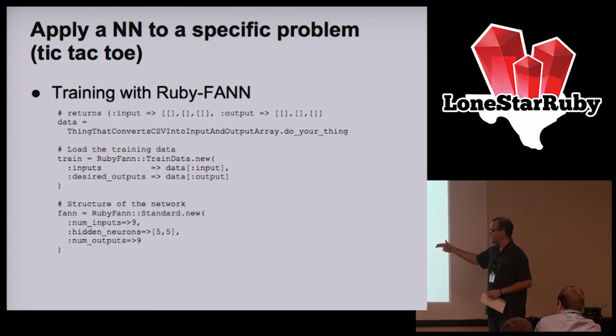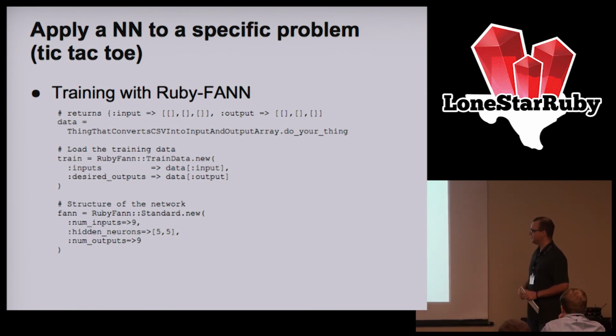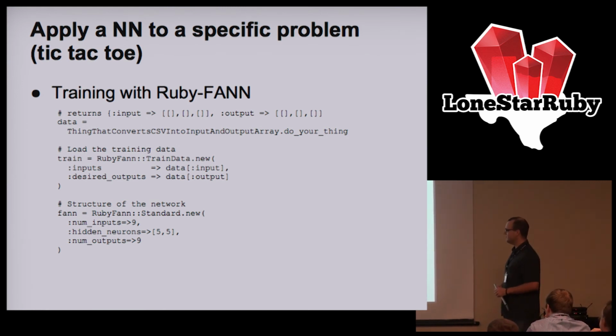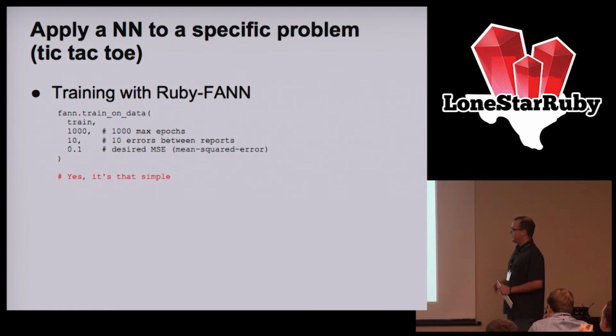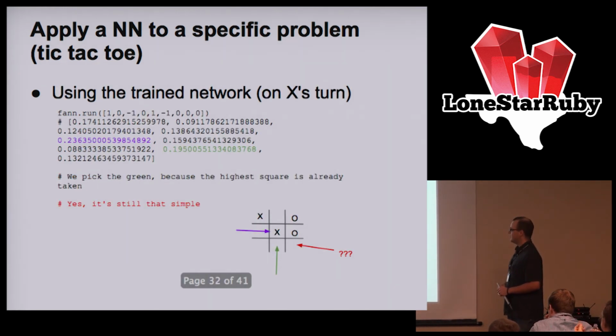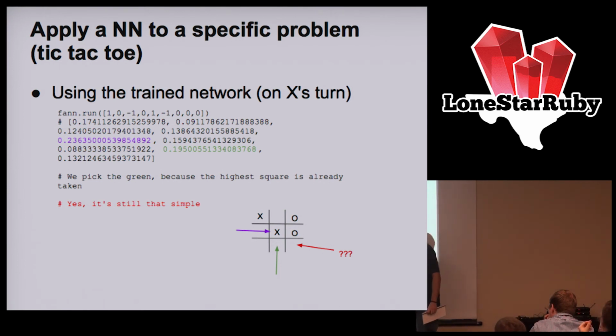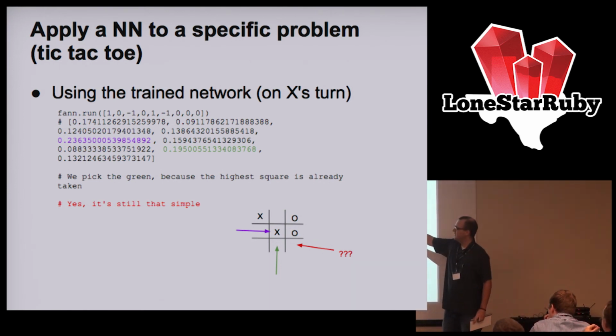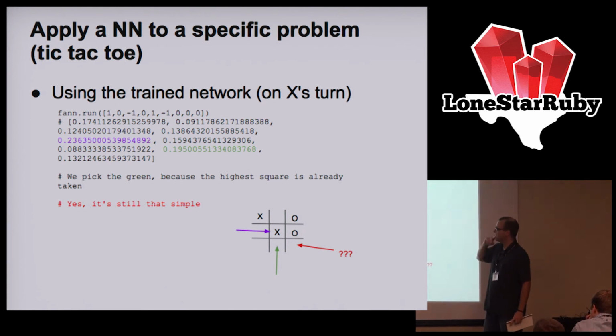So we get the training data. We get the network with the correct number of inputs and outputs. And then, of course, that same arbitrary number of hidden neurons. There's nothing magical about 5 and 5 at all. And then we train it. And so here was one of the interesting results. This is the state of the board. And then that's what, I didn't put this code in the first bit of slides, and I should have.